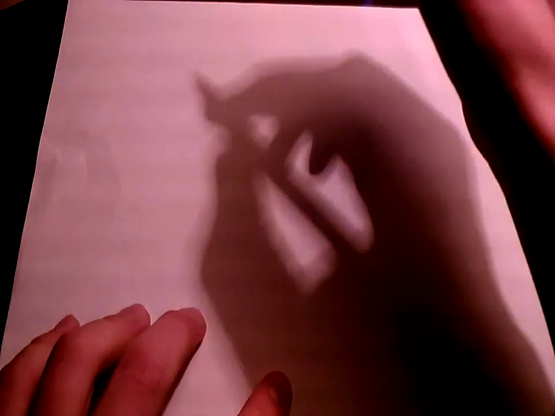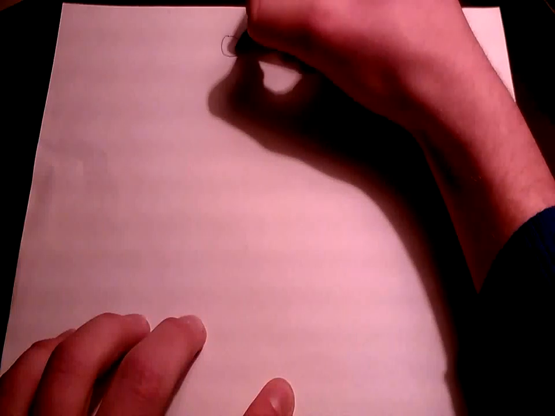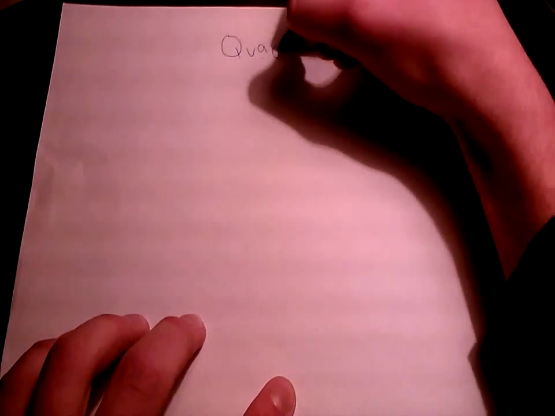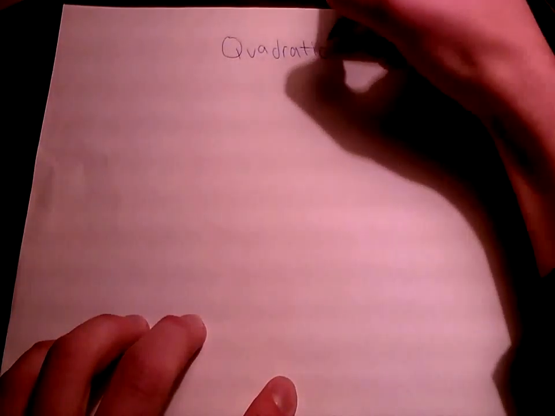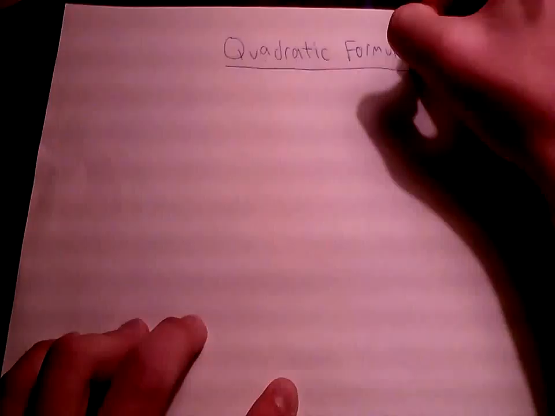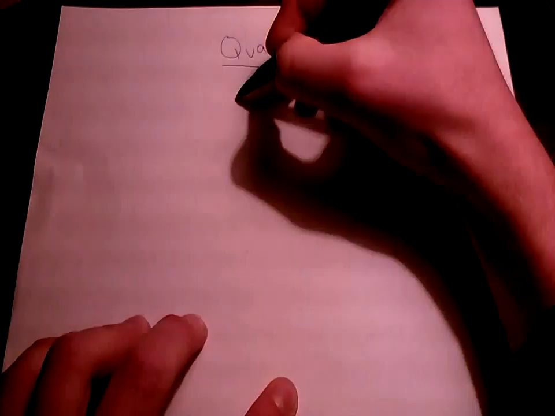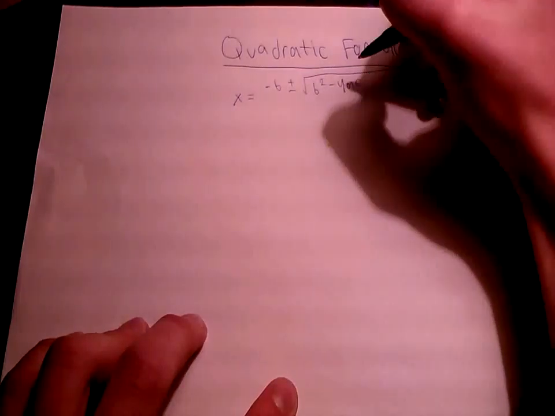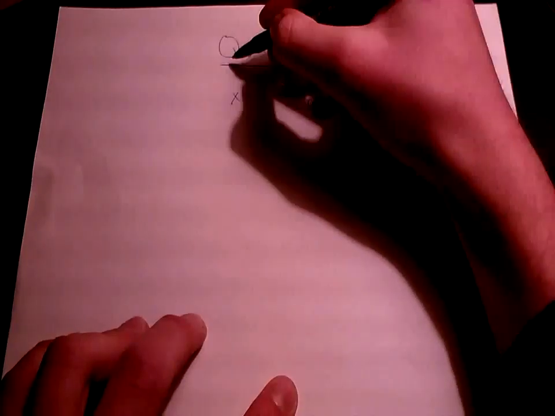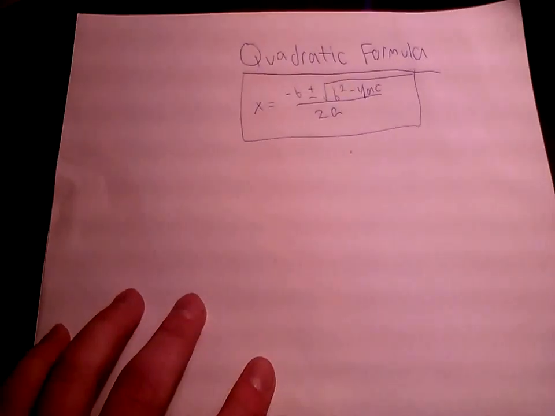Hello. Today I would like to show some examples of using the quadratic formula. I'd just like to do some more practice with it after we've already done some. So first off, the formula, as you know, is x equals negative b plus or minus the square root of b squared minus 4ac all over 2a. Alrighty, let's do some examples here.